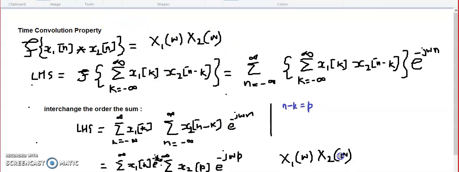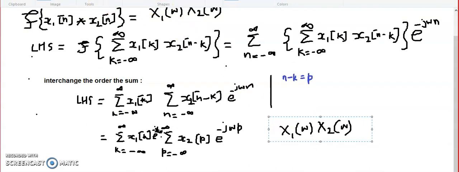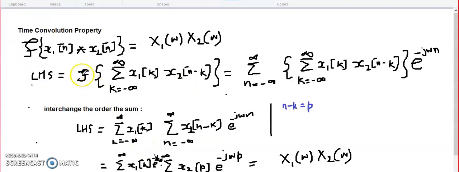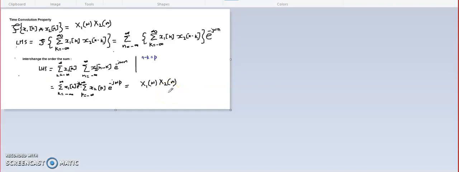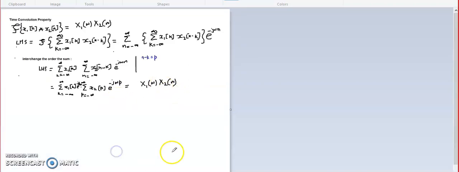It means this thing will be equal to the right hand side, because this is X1(omega) and this is X2(omega). This summation is X2(omega), this summation is X1(omega). So this is how we can prove the convolution property: if two signals are convolved in the time domain, they are simply multiplied in the frequency domain.